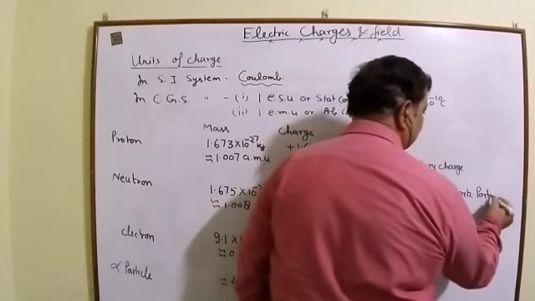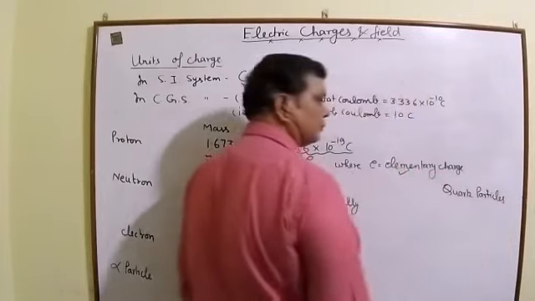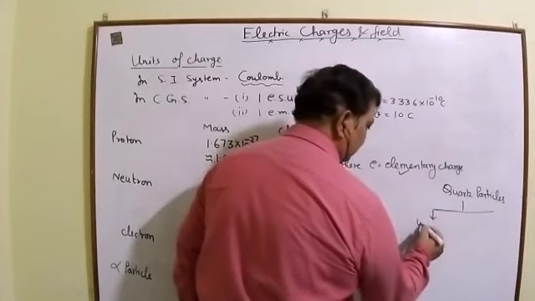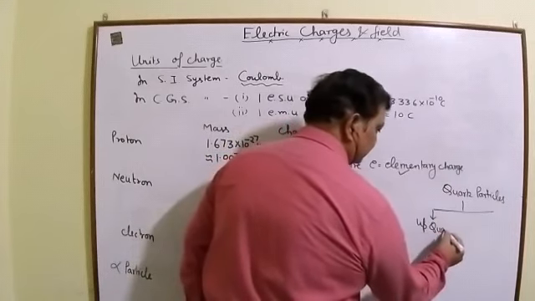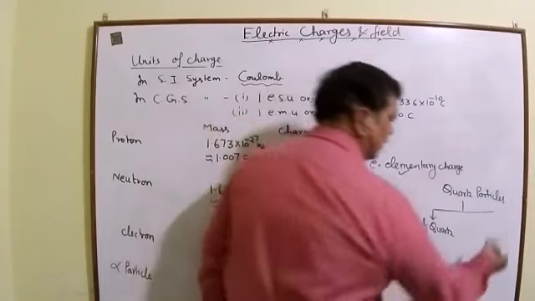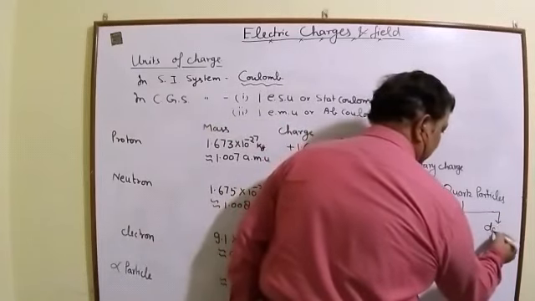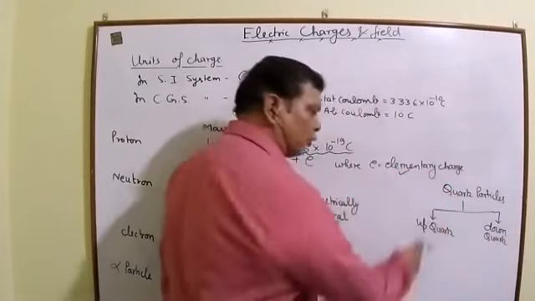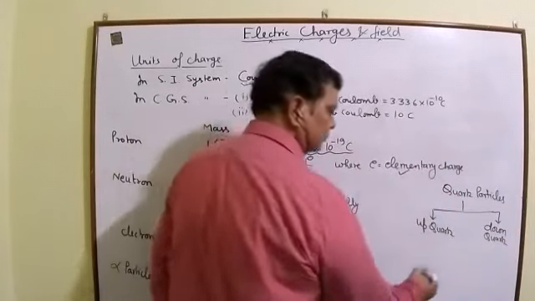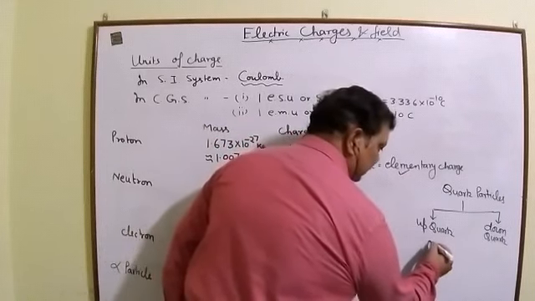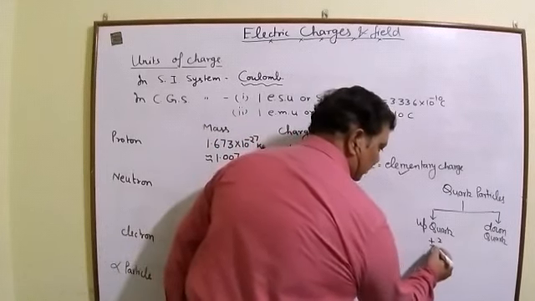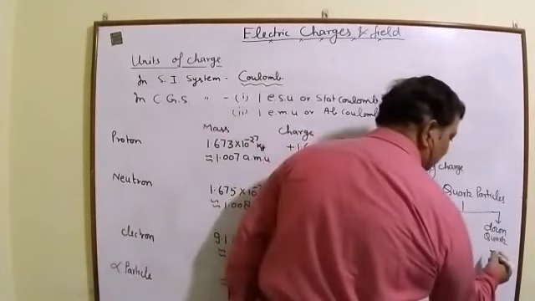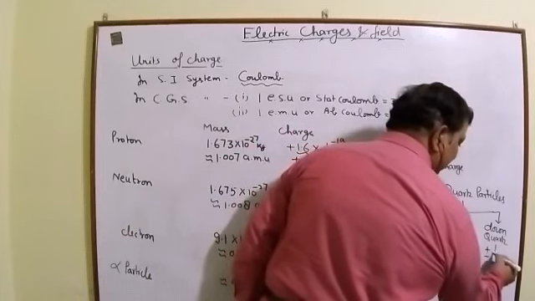These quark particles are also of two types. One is up quark and the other is down quark. The charge on the up quark is plus 2 by 3e, and the charge on the down quark is minus 1 by 3e.